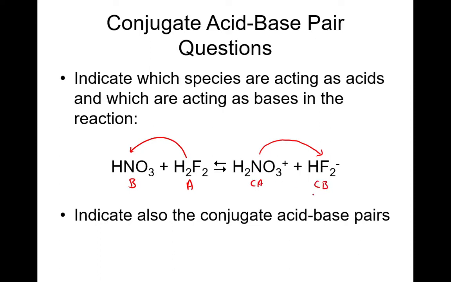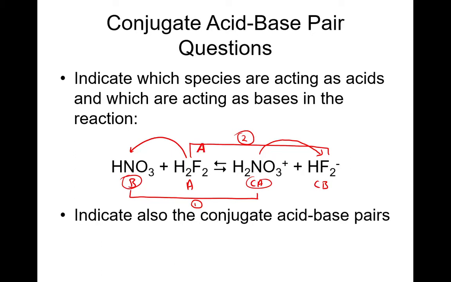And where are the pairs? Indicate also the conjugate acid-base pairs. Here's the quickest way to do it. Just link the base with the conjugate acid and call it number 1, and then link the acid with the conjugate base and call it number 2. That's it. So you've got your acid, your base, your conjugate acid, your conjugate base, and your conjugate acid-base pairs. And notice, please, that the base and the conjugate acid only differ by an H+, and the H2F2 and the HF2 minus only differ by a single proton, an H+. So that's how you do those questions.